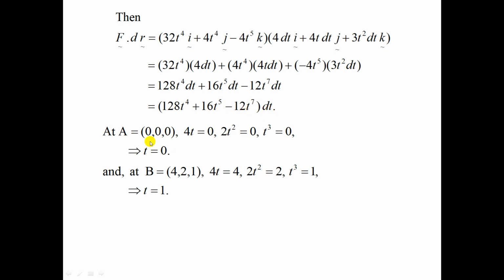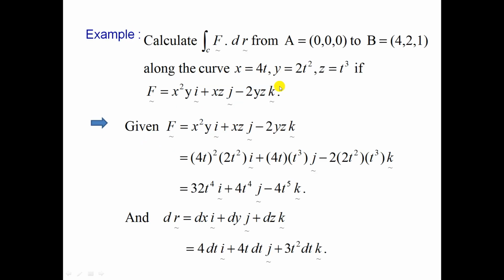Then they have given the points. Initially they gave the point in x, y, z, but we convert the x, y, z terms into only one variable, that is t. Putting x equal to 0, the value of t is 0. Putting x equal to 4, the value of t is 1. So these are the lower limit and the upper limit.